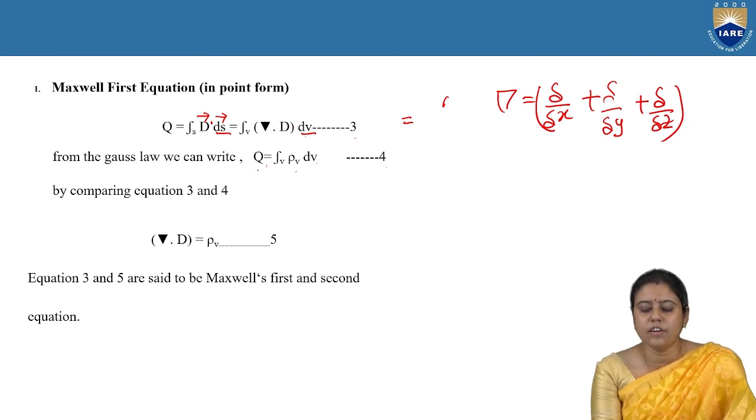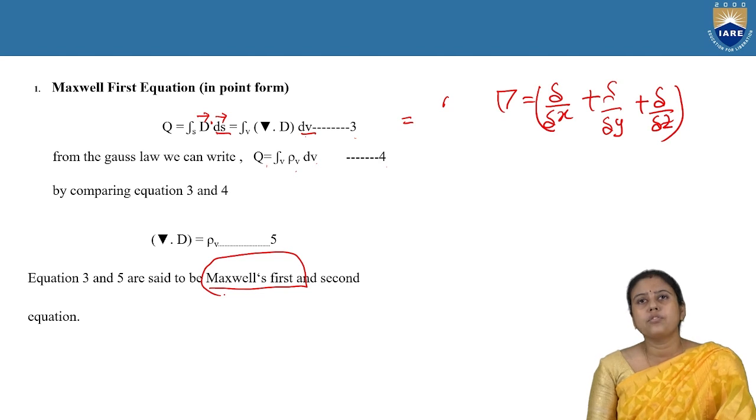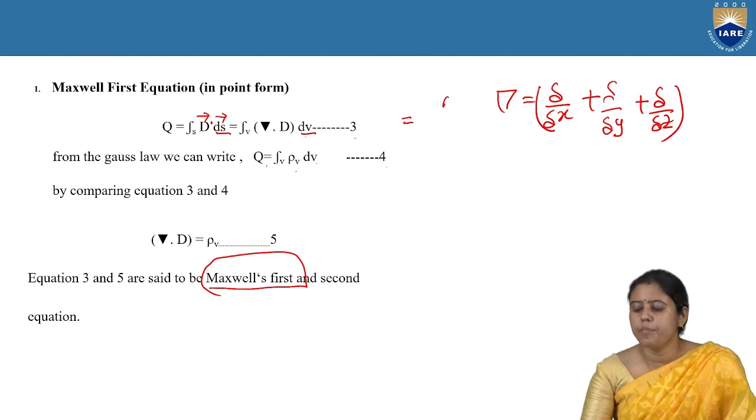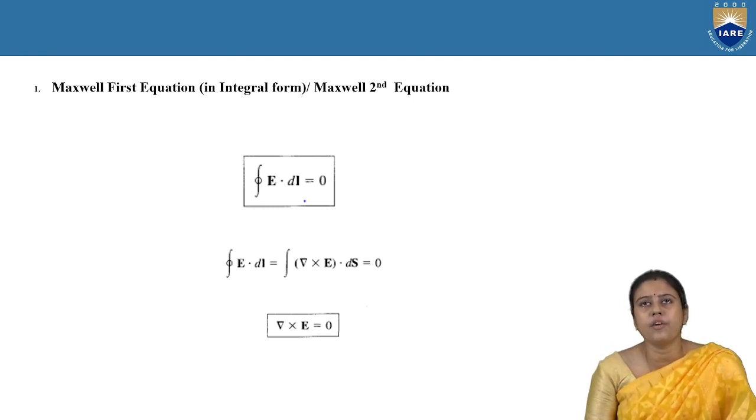Grad dot D is equal to rho v, and this equation is known as the Maxwell's first equation, or another name of this equation is the Maxwell's equation in the point form. Next we will discuss the Maxwell's first equation in the integral form, or we can write it as the Maxwell's second equation.